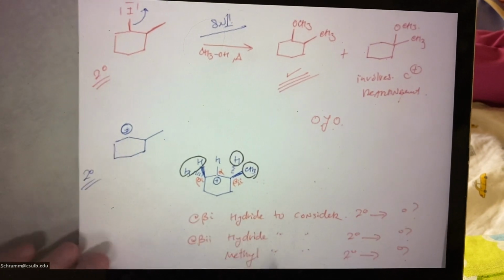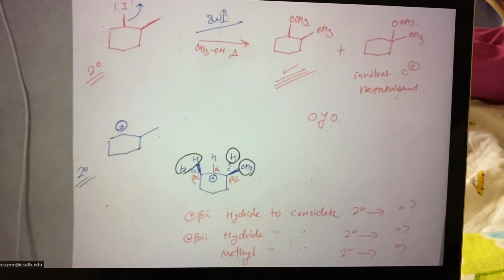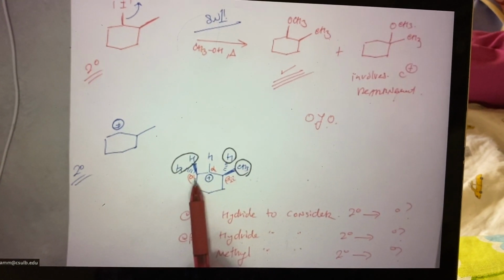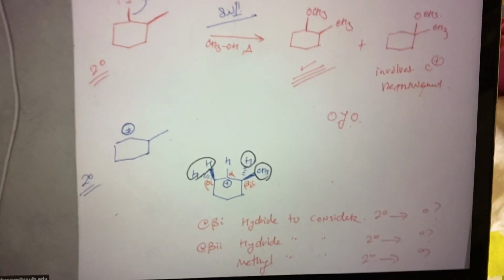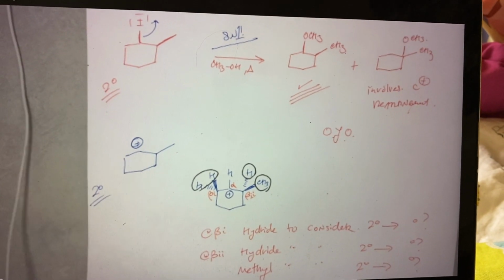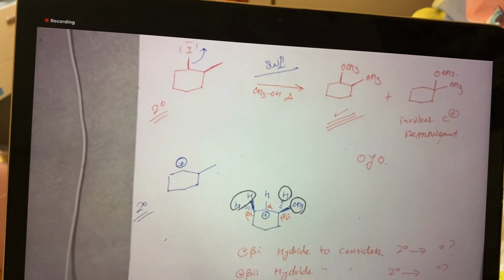So lots of clues here. There's a little bit more to consider than in our last example. We have two beta positions. One of them has hydrides. The other one has a hydride or a methyl group. Just practice this. I think you'll really get to this easily. You'll understand perfectly what has to happen here in this particular example.